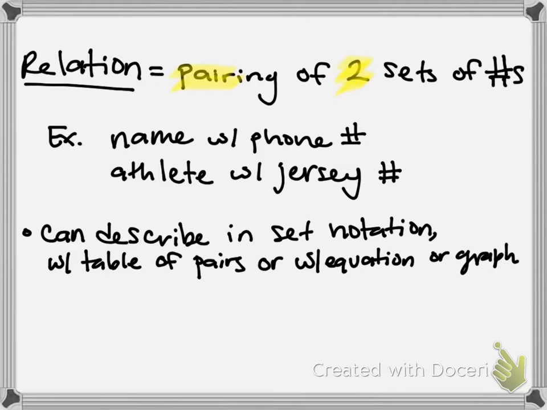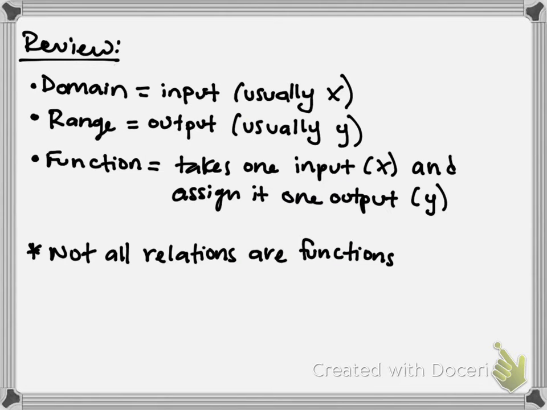So this might be something like a name is paired with a phone number, or an athlete is paired with their jersey number. These can be described in set notation, with a table, with an equation, or with a graph. All right, some review. These are words we've heard before, but you might not necessarily remember them.